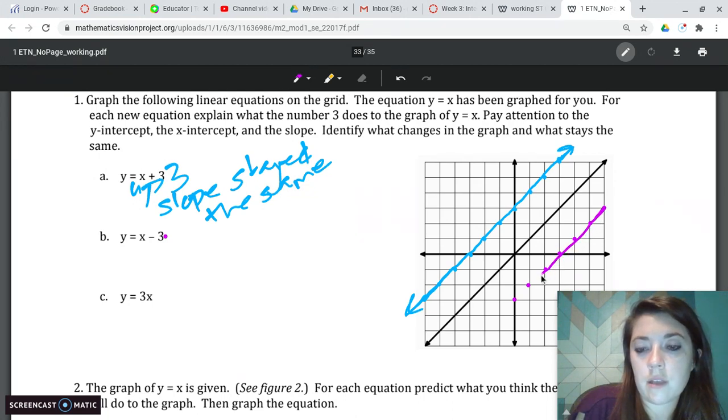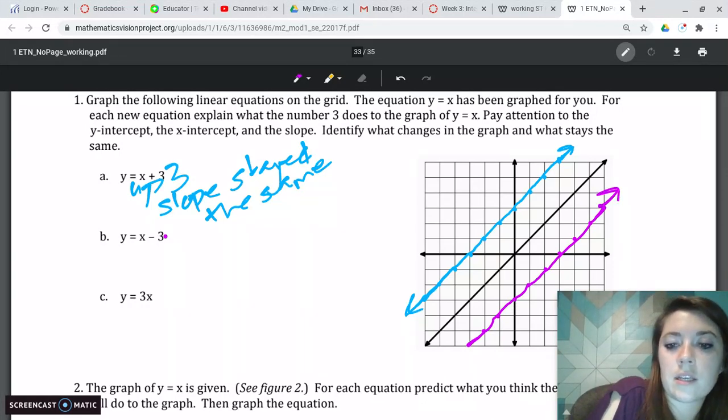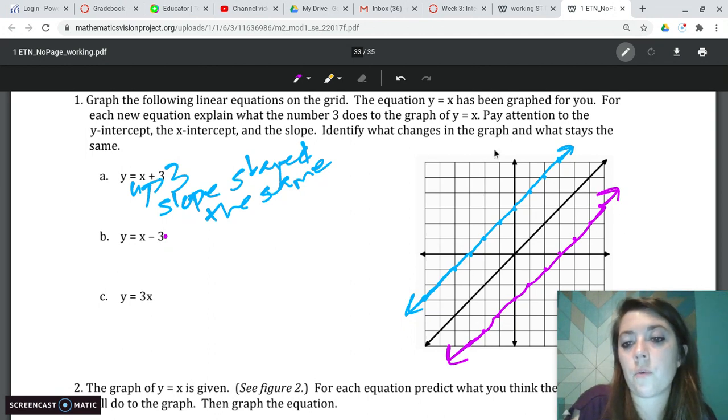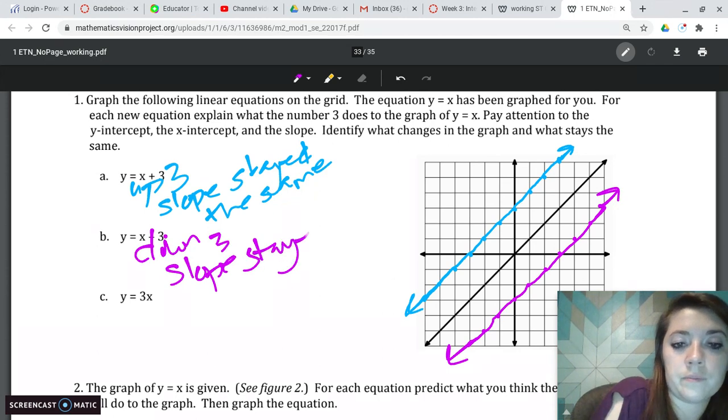See, my line is not doing very well this time. And then we keep going down this way. Connect that back up there. Okay, so there is our next equation. Now, what's different in this one? It's down 3, but once again, the slope stayed the same.